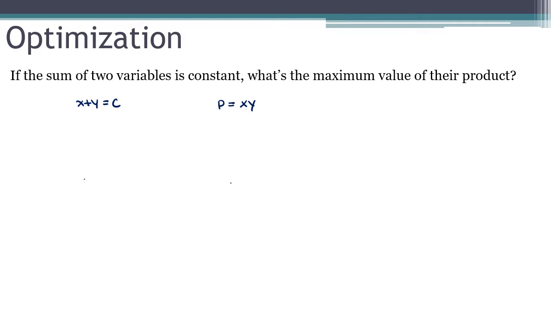Now, what we can do is take this first equation and solve it for y. If we do that, it becomes y equals c minus x. And now I can substitute that into the other equation, and a couple of good things happen. First, it goes from 2 variables down to 1. And second, if we distribute here, you can see that we do now have a quadratic equation.